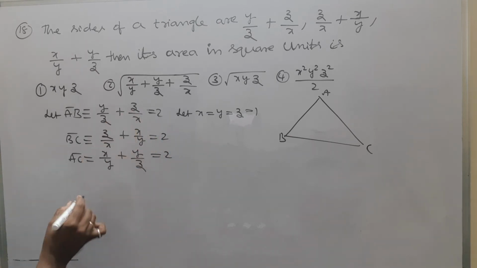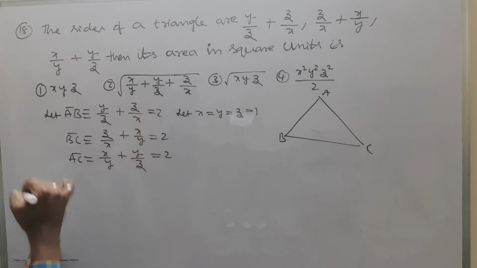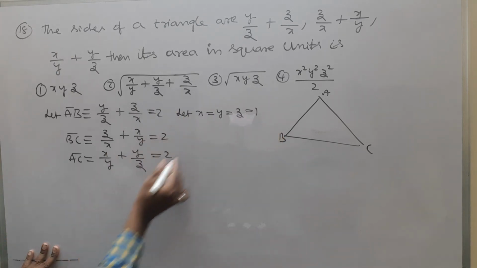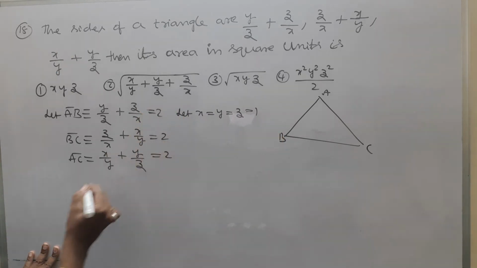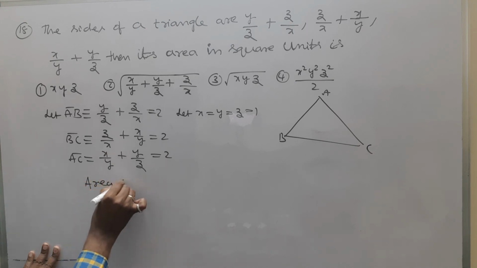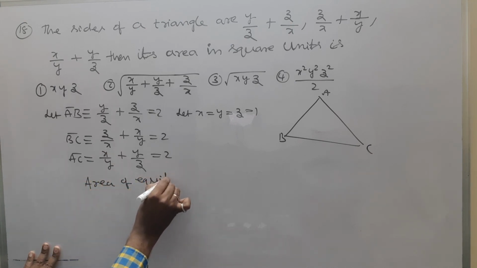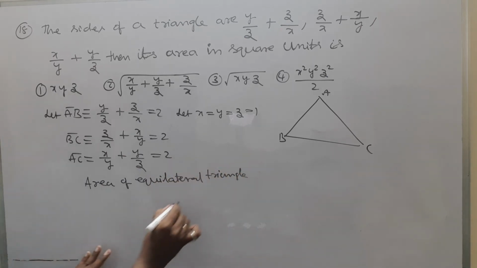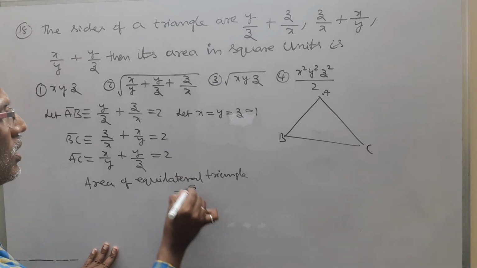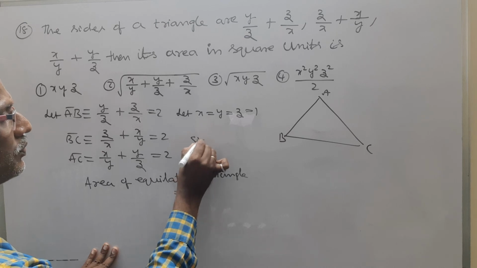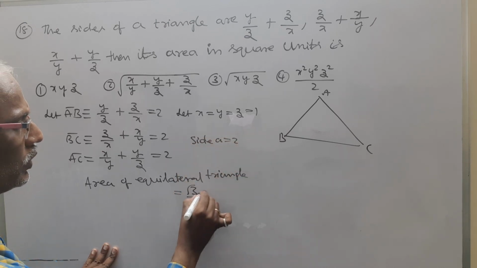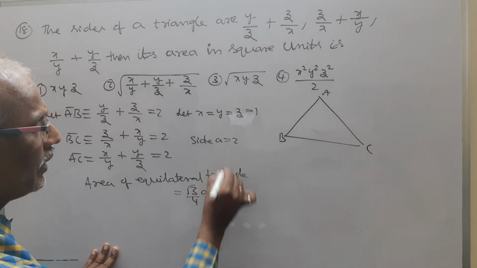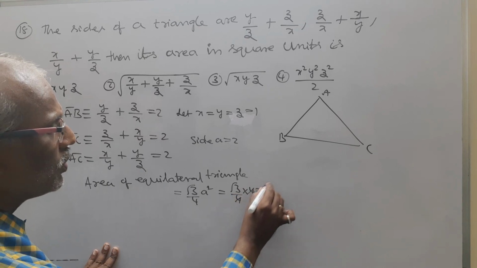Here the sides of the triangle are in cyclic form, so the triangle ABC is an equilateral triangle. Let x equal y equal z equal 1, then the side is 2. The area of an equilateral triangle equals root 3 by 4 into side square. Here the side a is equal to 2, so root 3 by 4 into a square, a equal to 2, 2 square is 4. The value is root 3.